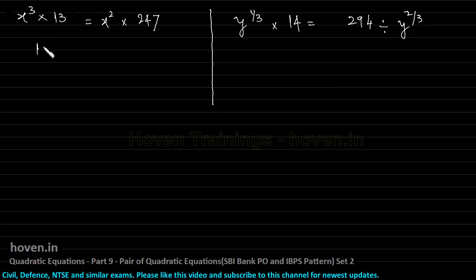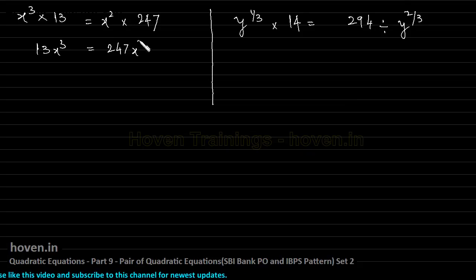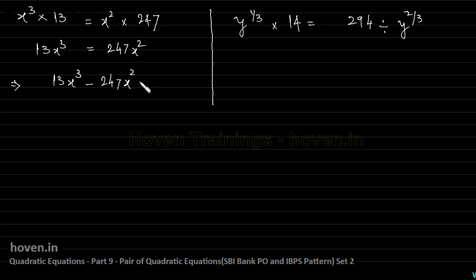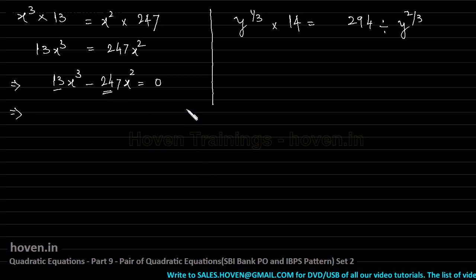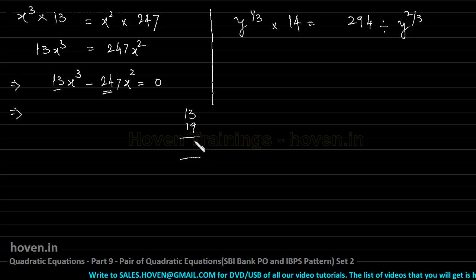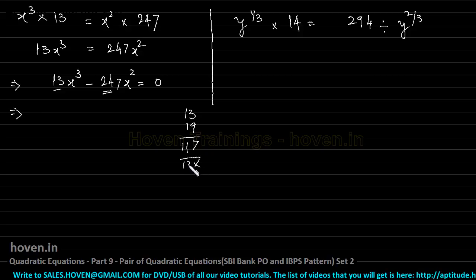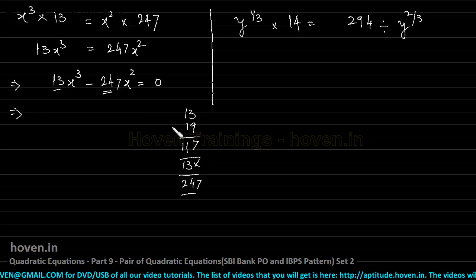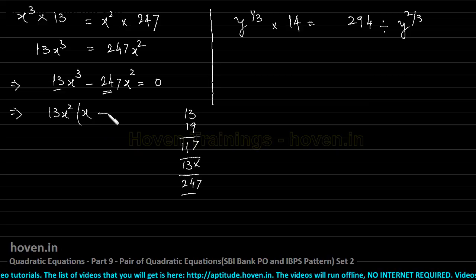So what do we get? This can be written as 13x cube and this side can be written as 247x square. Take this to the left side, which implies 13x cube minus 247x square equal to 0, which implies take out x square common, and I think this 13 will also have some table relation with 247. So we know that 13 into 19 is 247. So this we can take out 13x square common. This will be x minus 19.